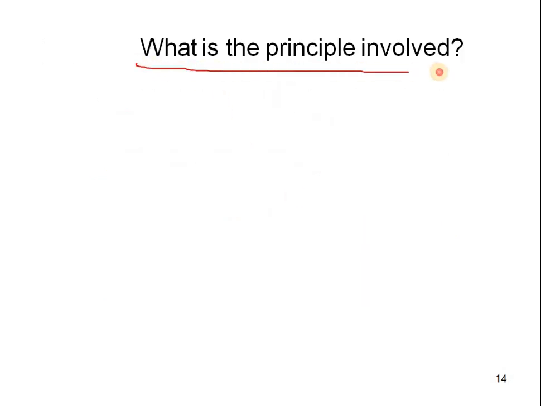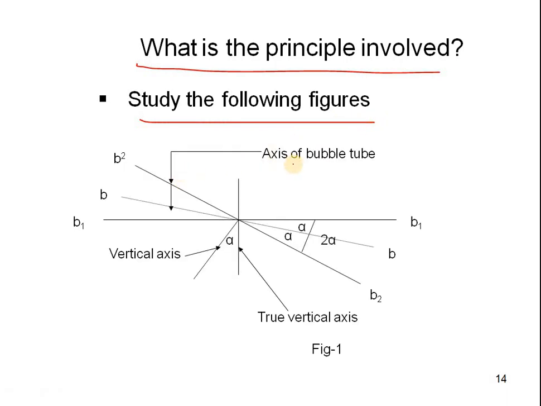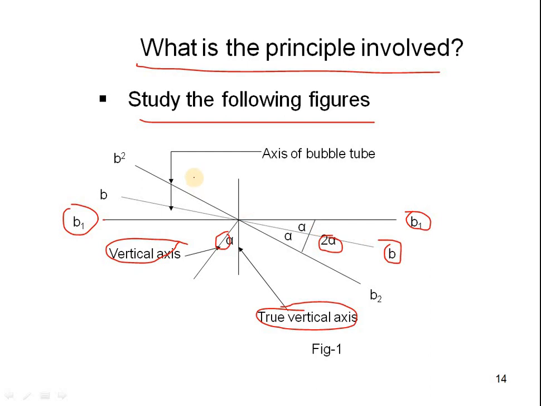So what is the principle involved? Study the following figures. You can see here, this is the center line B1. B1 is the center of the axis, and this is the true vertical axis, and this is the vertical axis of inclination, alpha, 2 alpha, B, B2.